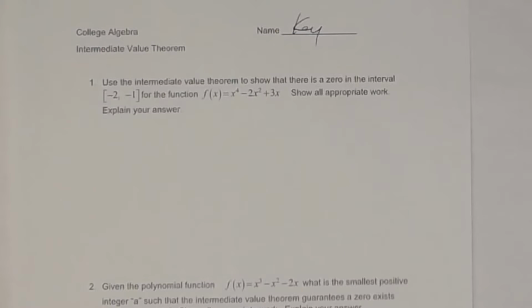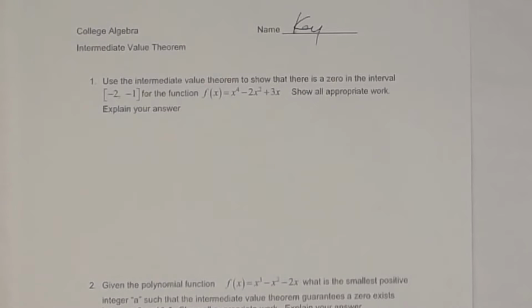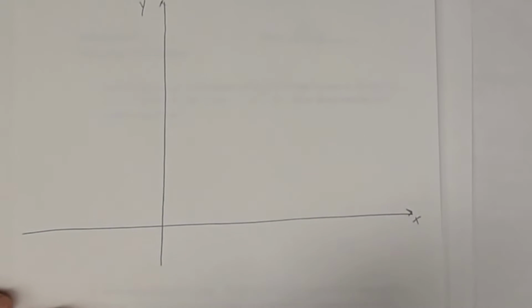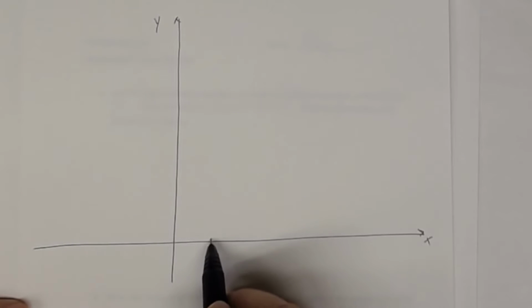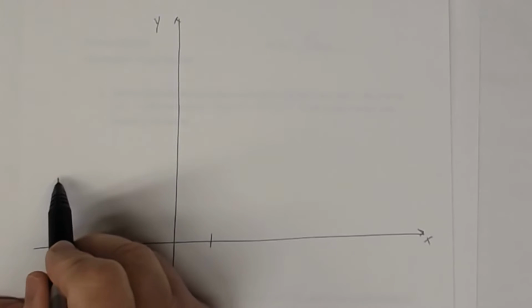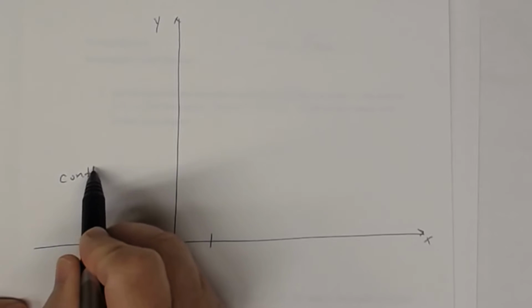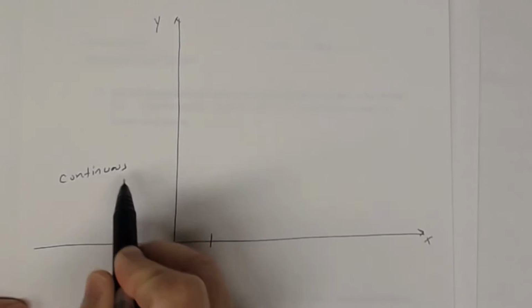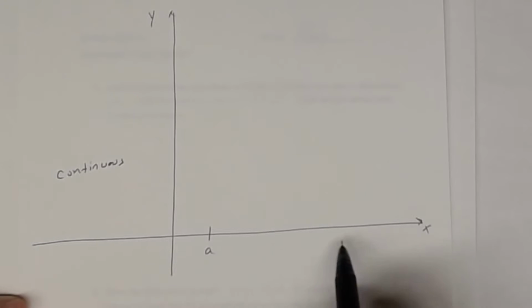This is the key to the worksheet on the intermediate value theorem. And before we look at the first problem, let's just remind ourselves about the intermediate value theorem. So if we have a function that is continuous in the interval from x equal a to, let's say, x equal b.